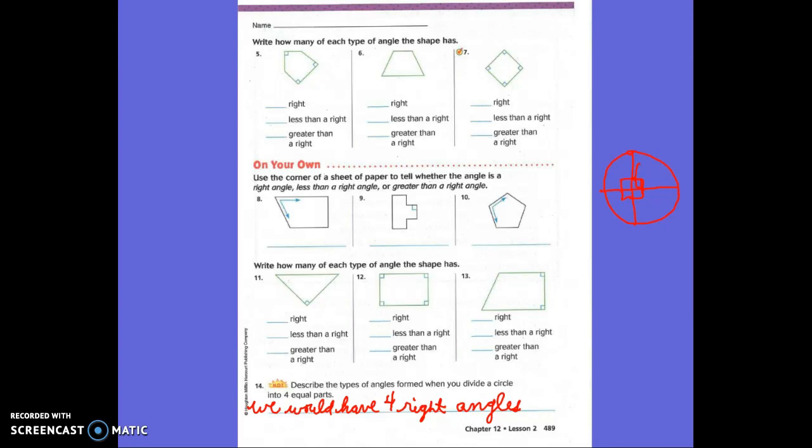That's all you had to do. Knew it. Right. Next page.